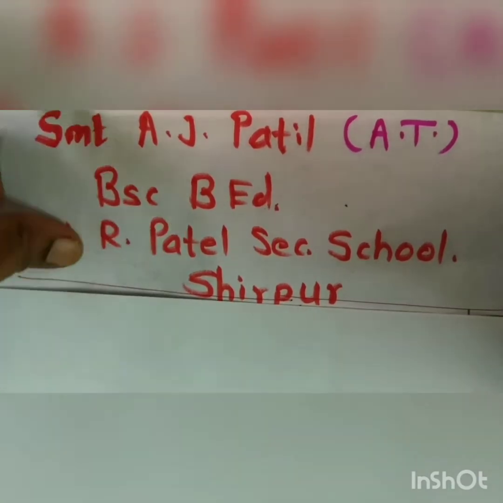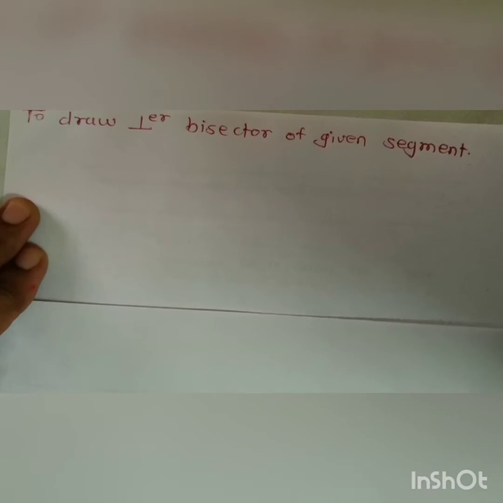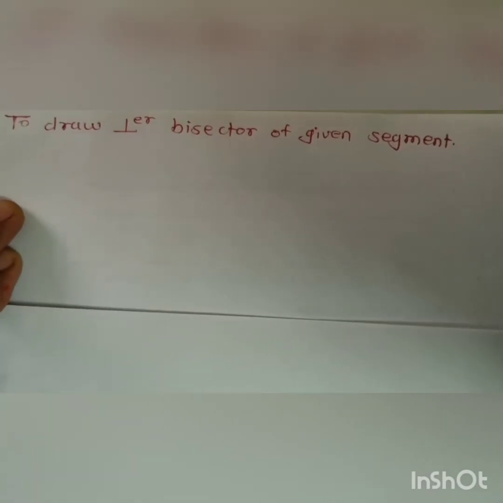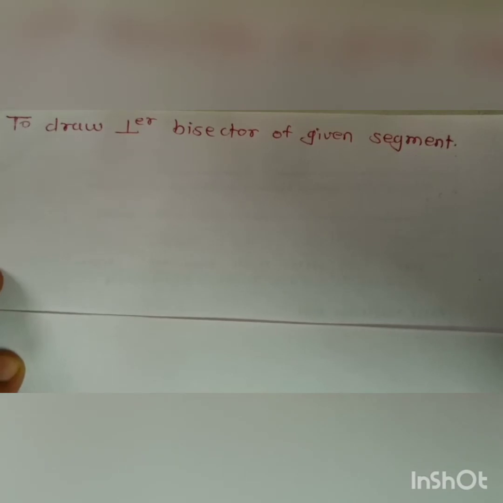In this video, we are going to learn the basic constructions which are useful for Standard 10 in the Geometric Construction chapter. The basic concepts of construction you already learned in previous standards, but for revision I am making this video. The first basic concept is to draw the perpendicular bisector of a given segment.